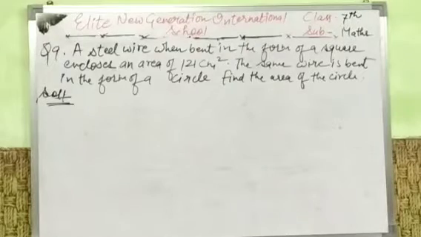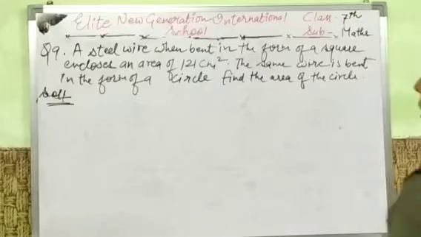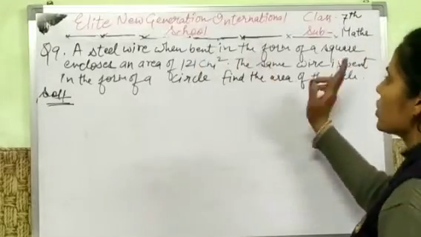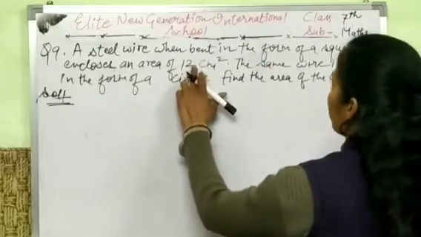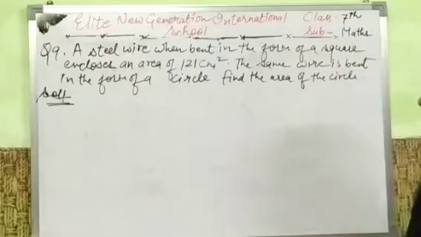Now let's solve question number 9 from exercise 20F. A steel wire, when bent in the form of a square, encloses an area of 121 meter square. The same wire is bent in the form of a circle. Find the area of the circle.